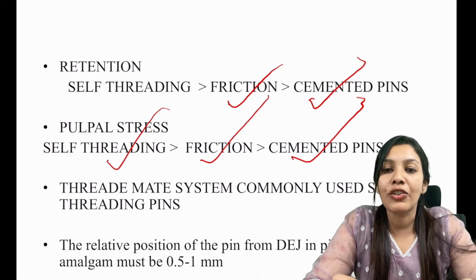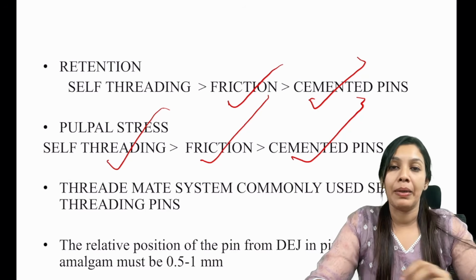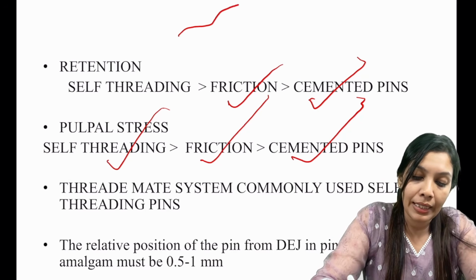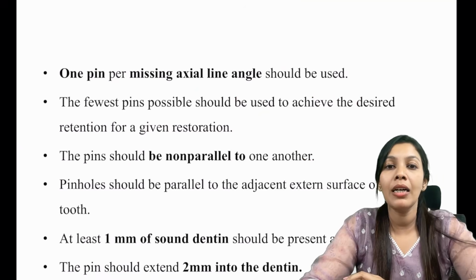The relative position of the pin from the DEJ in pin retained amalgam must be 0.5 mm. So consider this as the tooth structure. From the dentine enamel junction, it should be 0.5 to 1 mm away from the DEJ.